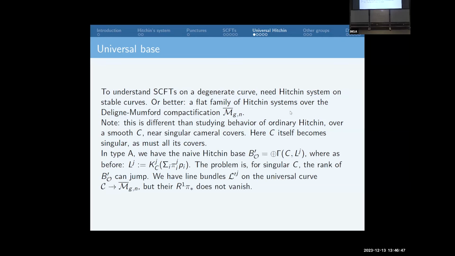So in type A, we have the naive Hitchin base. That's called B prime sub 0, which is just the direct sum of global sections of the line bundles L_j that we had. The formula for L_j was canonical bundle to the j, twisted by a combination of the points, which I showed you how to compute. The problem is for singular C, the rank of this B prime 0 can jump.